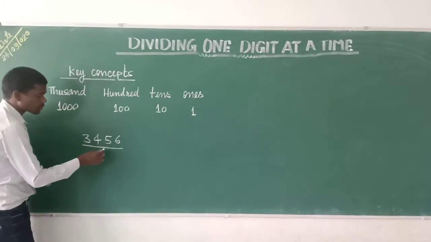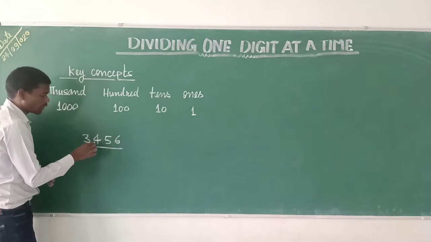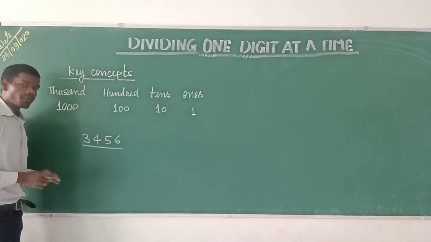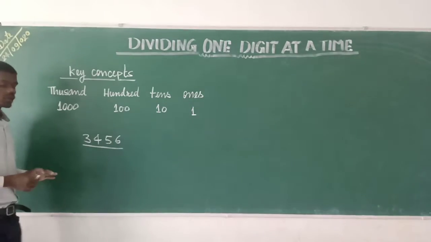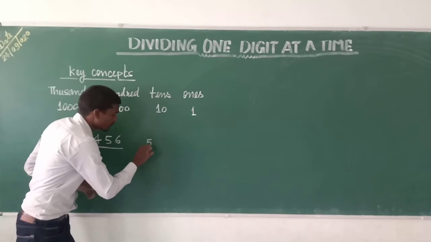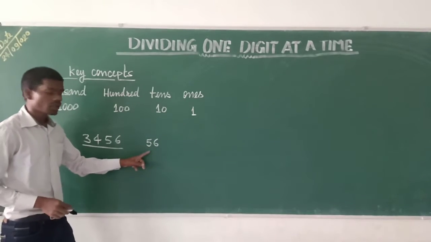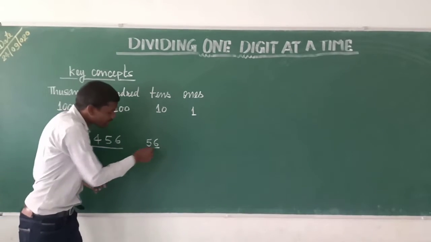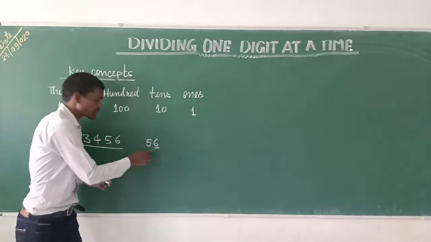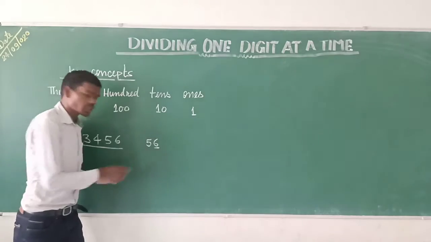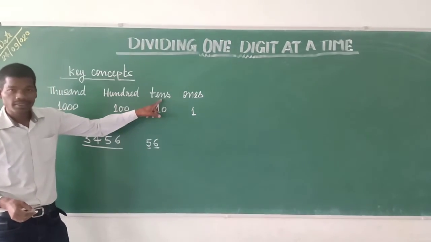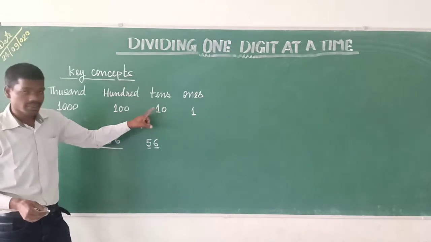Now how can we count? 3456. 56. Now, how can we say 50? Can you say? This stands in which place? Ones place. Means this is the first place. And this is the second place. Second place means tens.